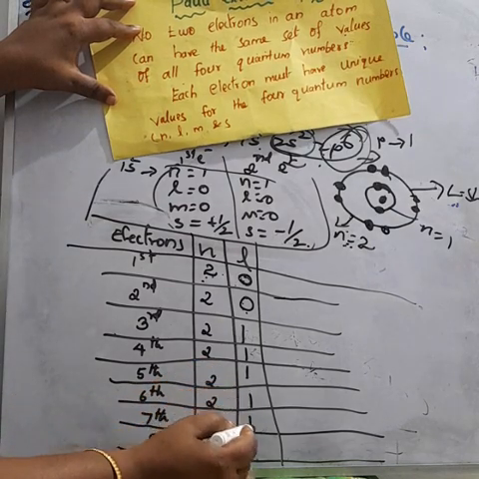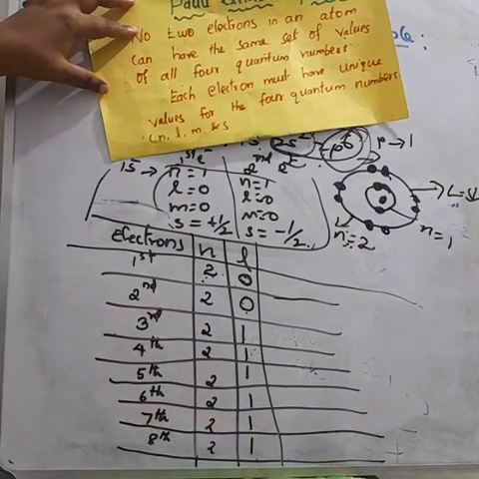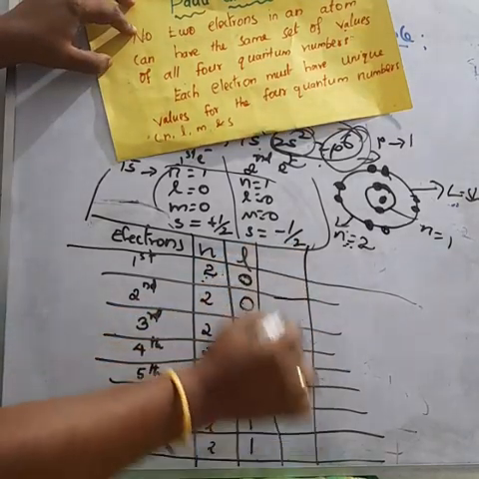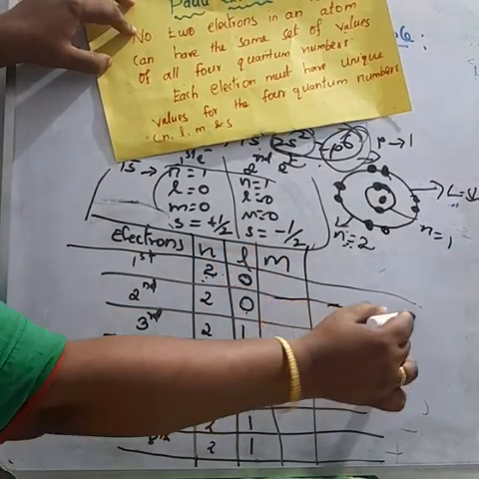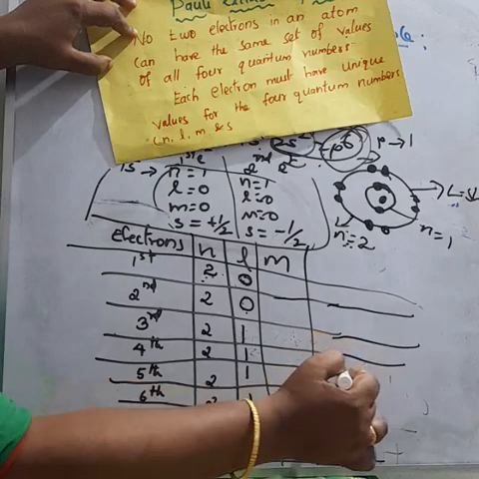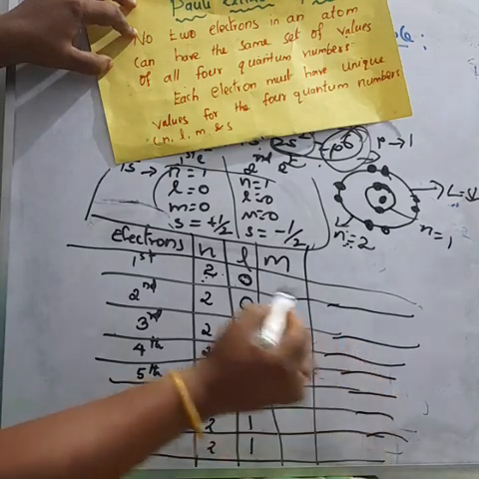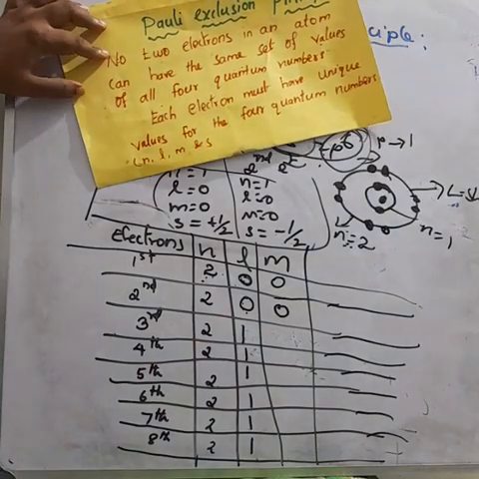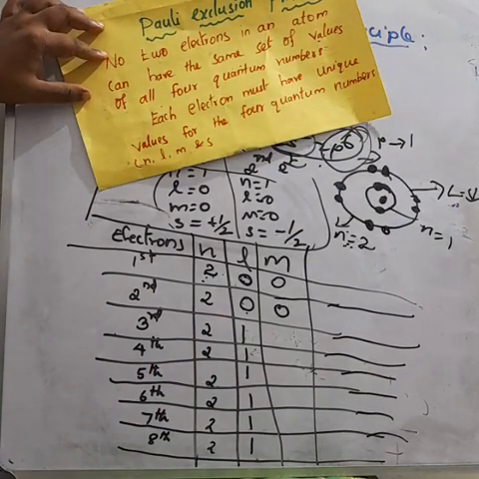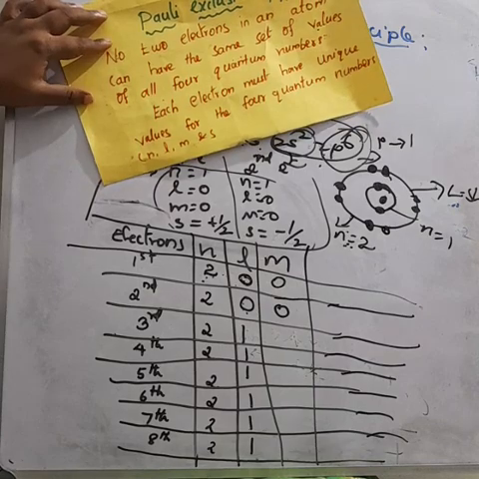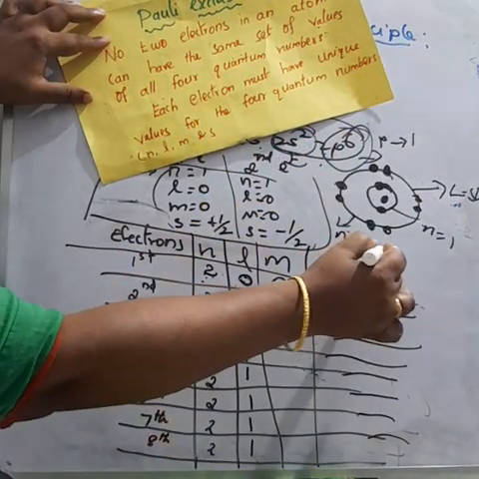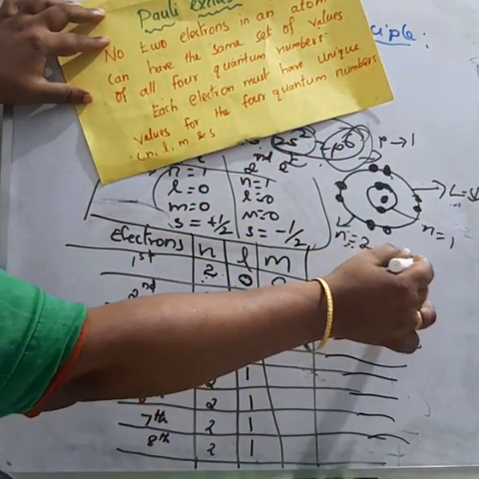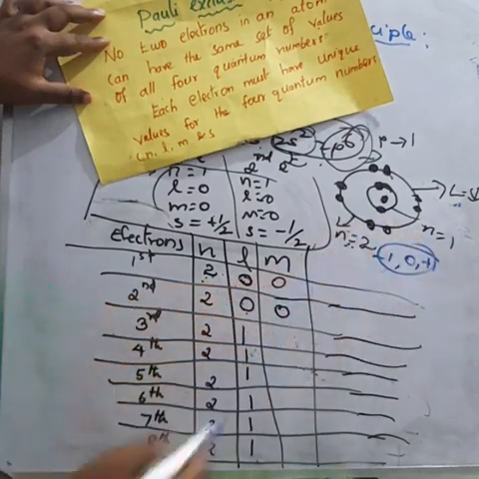And then we are going to write the m value. Here L is equal to 0, so what is the m value? 0. Here also 0. And then for the 6 p electrons, L is equal to 1, so what is the m value? Minus 1, 0, plus 1.